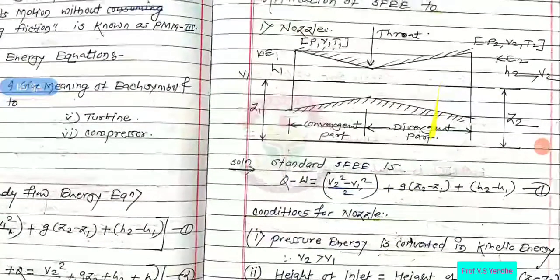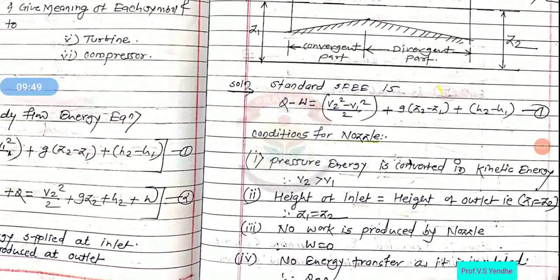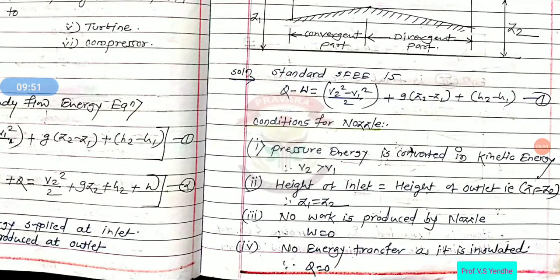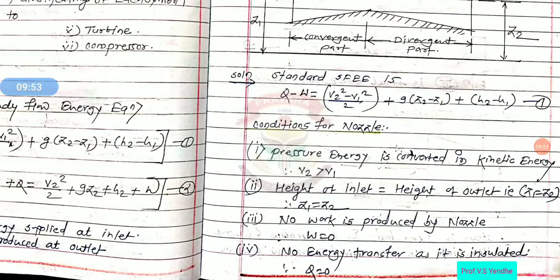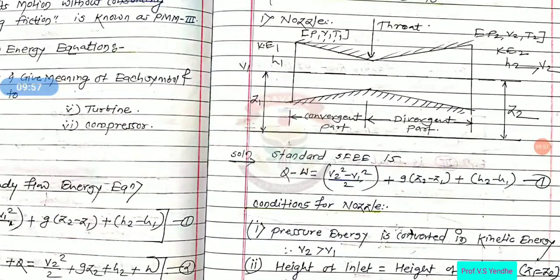Now if you see the diagram, there is hatching on the outside wall of the nozzle. What does it indicate? It is the insulation provided to the nozzle. That means there is no heat transfer, no energy transfer, as it is insulated. That means Q is equal to 0, no heat transfer to the surroundings.